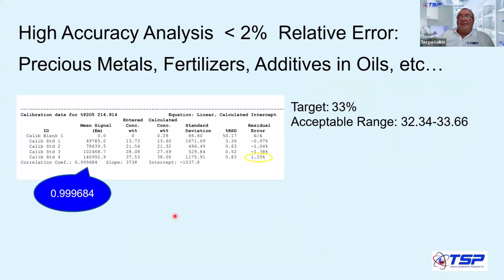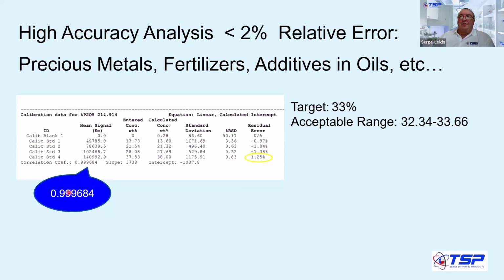So the next thing that I want to bring up to you is, what if you have high accuracy analysis? High accuracy means less than 2% relative error. Typical examples are precious metals, fertilizers, or additives in oils. So here is the example.